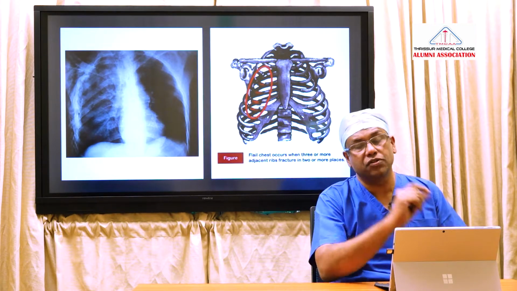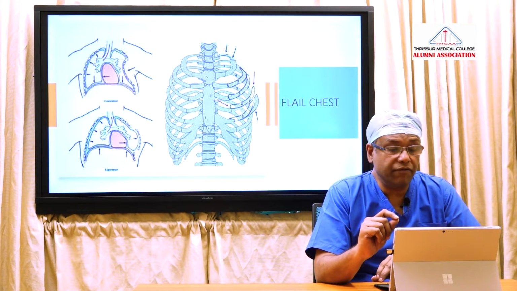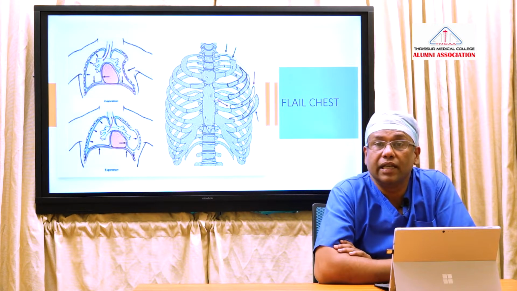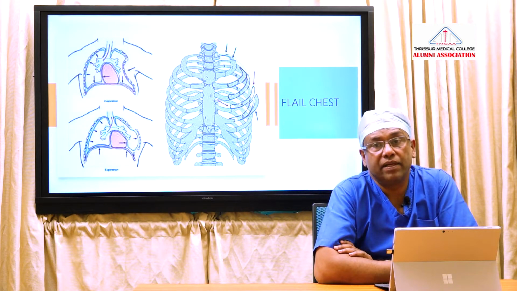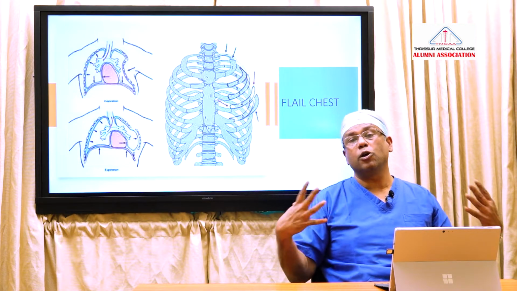Now, what is the pathophysiology of flail chest? What is the problem with the flail chest? The segment which is fractured will act as an isolated fragment. So what happens? If the patient breathes, what happens normally? The lung expands, isn't it? And the chest wall comes out.